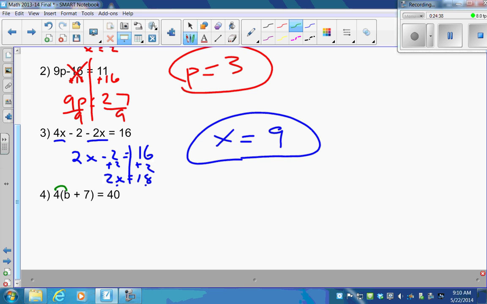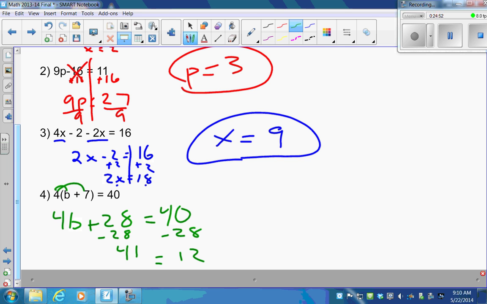All right, distribute this out. 4 times b is 4b. 4 times 7 is 28, equals 40. Now I do my algebra. Minus 28, minus 28. That is 12 equals 4b.